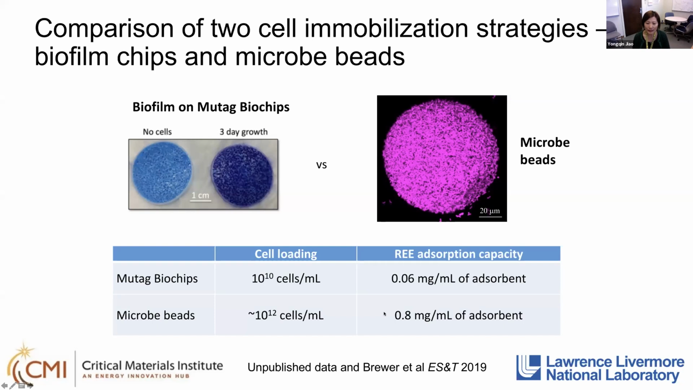So as you can see from this table below, the rare earth absorption capacity on a per volume basis for the microbeads is about 100 times higher than that of the biofilm discs. And therefore it seems that microbeads are a more promising platform for rare earth absorption.